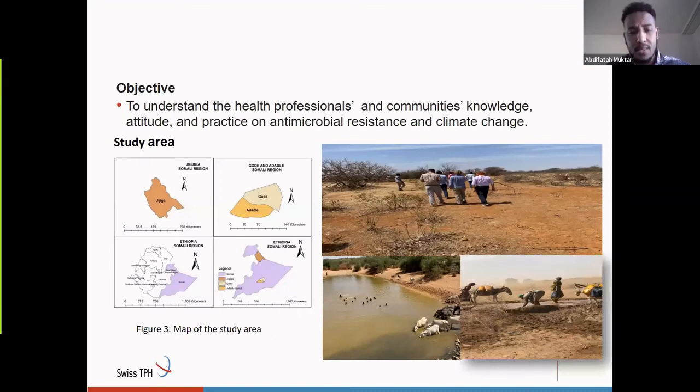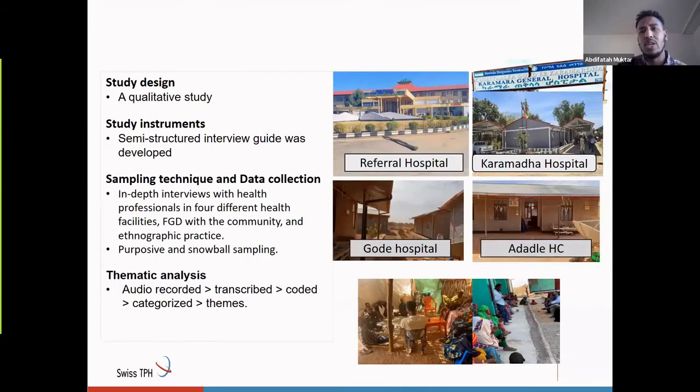We conducted this study in the Somali region, which is the eastern part of Ethiopia, where 85% of the population are pastoralists. We tried to cover the health professionals as well as the community, and to make sure that we don't miss any of the health facility settings. So we chose four different settings: the referral hospital, Karamada Hospital, which is in the major city, Jigjiga, and then Gudi and Ada, which are more rural areas, so we took Gudi hospital as well as Ada Health Center. Finally, we went down to the community. There we used in-depth interviews and FGDs, so we could understand the whole picture.